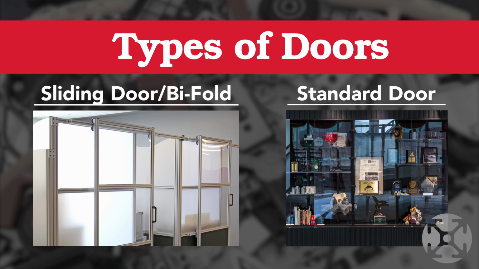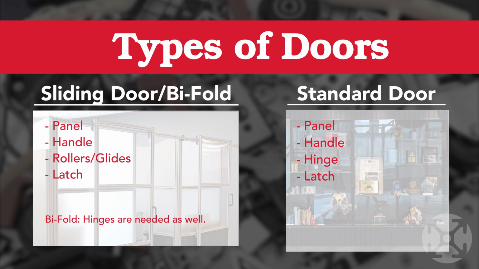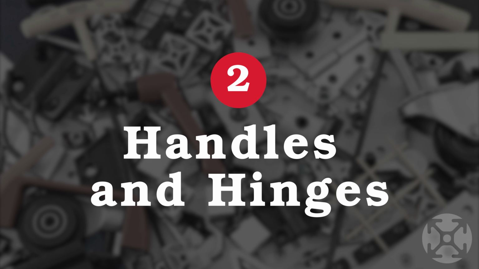As for a standard door, you'll need to determine the handles, hinges, and the latch. For a sliding or bifold door, you'll choose your handles, rollers or glides, and a latch. Next, we'll look at our options for door handles and hinges.